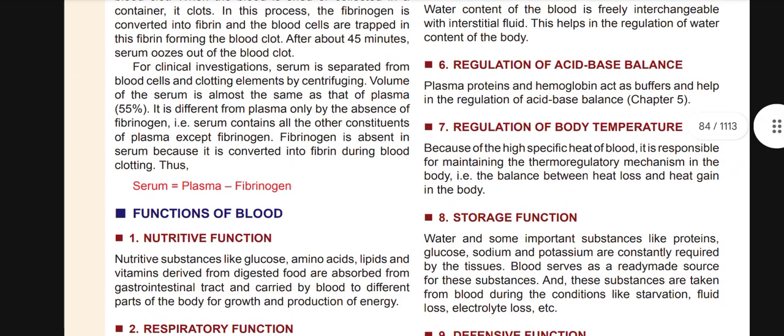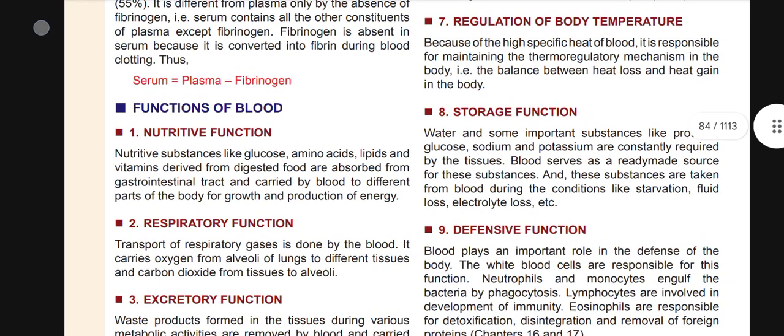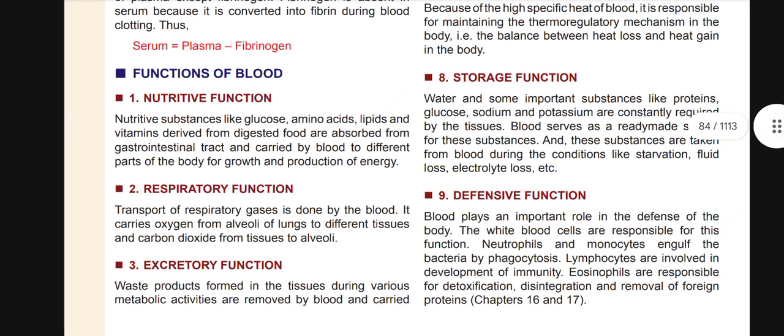Now we will discuss the functions of blood. First of all, the nutritive function. The blood carries nutritive substances like glucose, amino acids, lipids and vitamins derived from digested food, which are absorbed from the GI tract and carried by blood to different parts of the body for growth and production of energy. That's why it helps in the nutritive part. So the nutritive function is done.